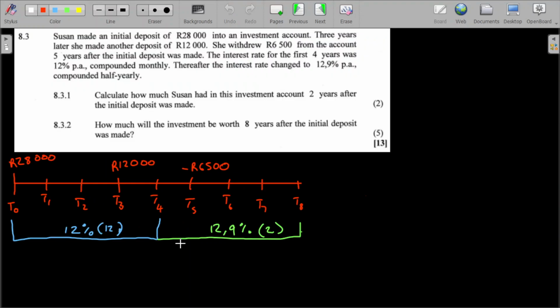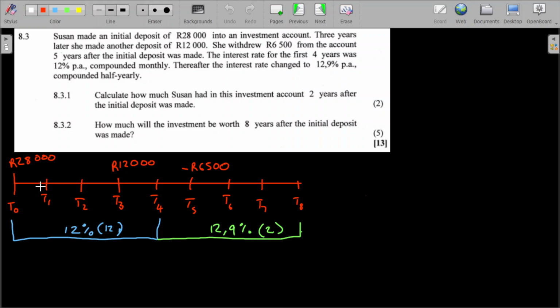Now, coming to this one here, they're saying Susan made an initial deposit of 28,000 into an investment account. Now, 3 years later, she made another deposit. Now, first thing, 28,000. This is my 28,000. I just made the timeline here in order for us to understand that statement. So 28,000 in an investment account. 3 years later, she made another deposit.